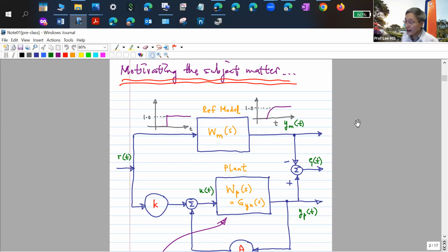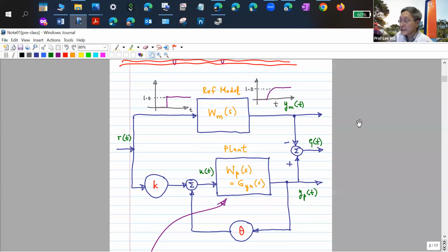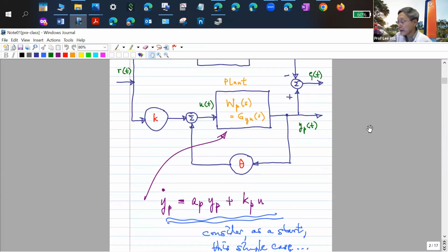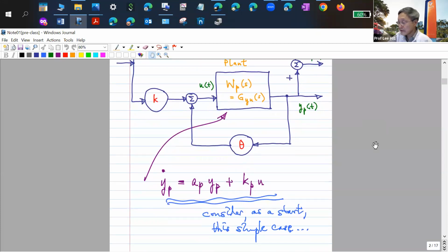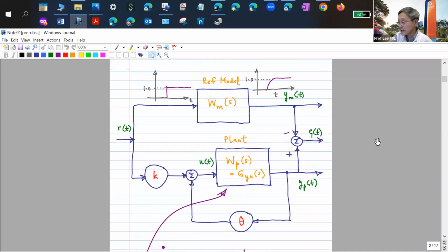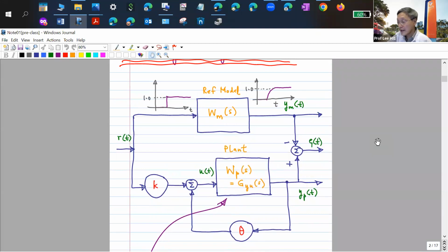Okay, so this method of adaptive control, as we look at it, we can actually motivate it in some very, very simple way. Just motivate it by looking at this very simple arrangement down here.